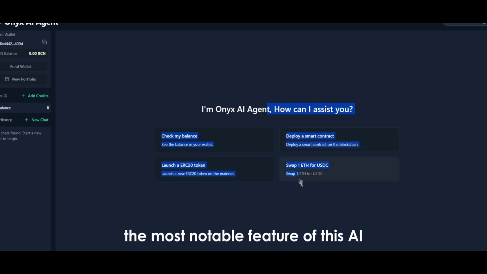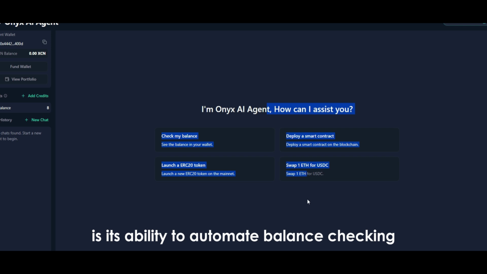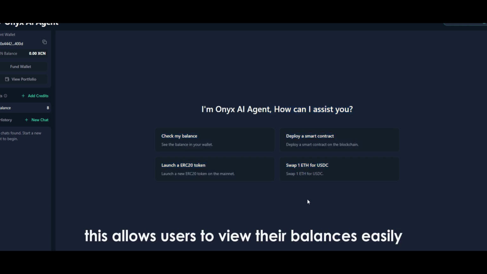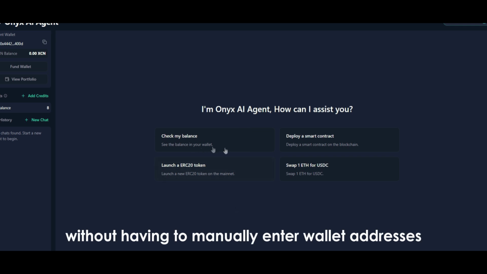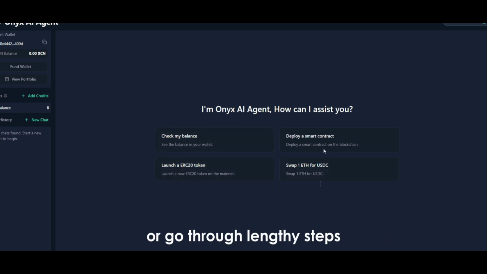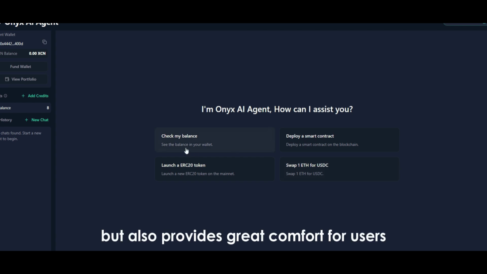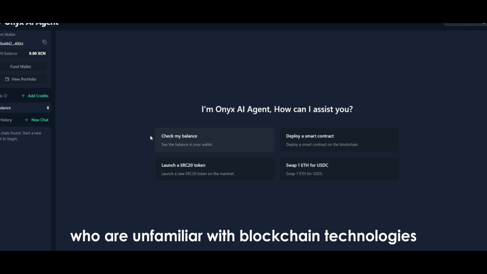The most notable feature of this AI-powered system is its ability to automate balance checking. This allows users to view their balances easily without having to manually enter wallet addresses or go through lengthy steps. This not only saves time, but also provides great comfort for users who are unfamiliar with blockchain technologies.